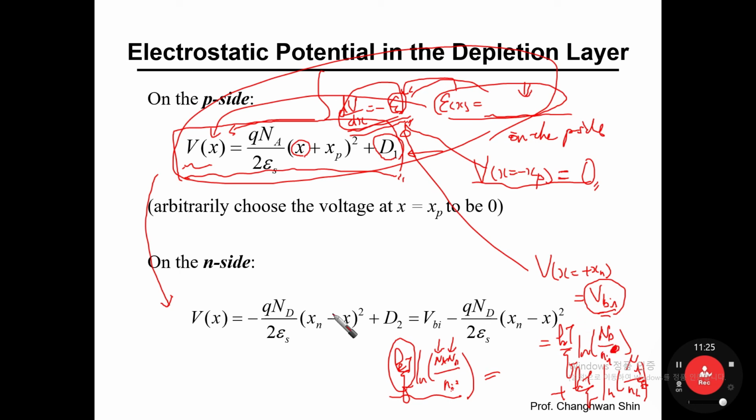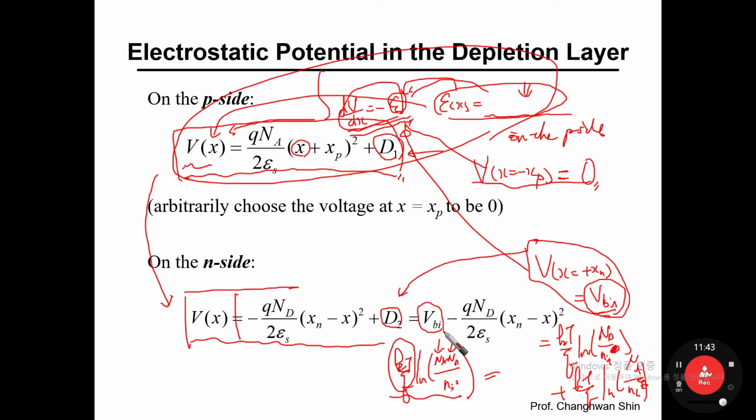Okay, so on the n side, you can derive the potential as a function of x, and this unknown constant can be well addressed once you use this boundary condition. Then D2 has been removed and VBI has popped up in this equation. So on the p side and on the n side, the potential is well described mathematically, and now you can draw the potential versus x plot.